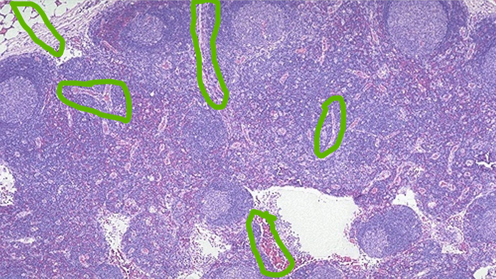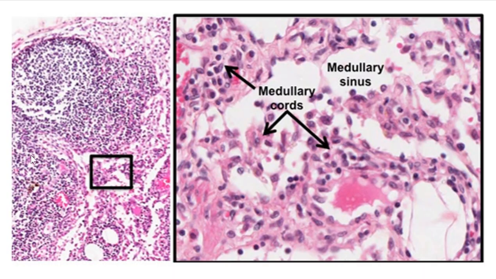So the next thing that we need to look for is the medullary cords and sinuses. Medullary cords and sinuses are going to be found in the medulla. This image is a zoomed out view, and this is way more zoomed in here. This is just a small area that we've highlighted.